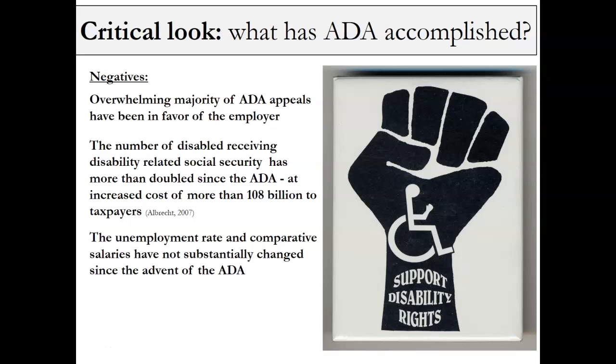So this law of protections doesn't seem to help disabled people, for who knows what reason. A very complicated kind of issue, but it's more than doubled. So it's increasing. This is dated stuff, costing more than 800 billion to taxpayers. So the burden on the system is just exploding with the disabled community. The unemployment rate and comparative salaries have not substantially changed since the advent of the ADA.